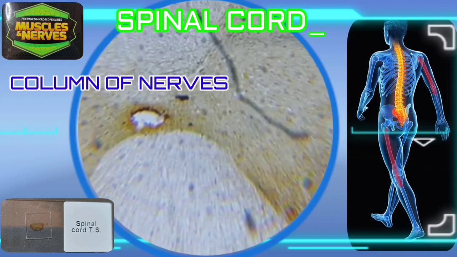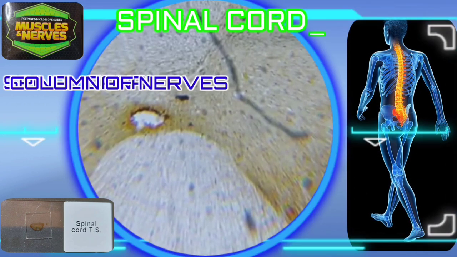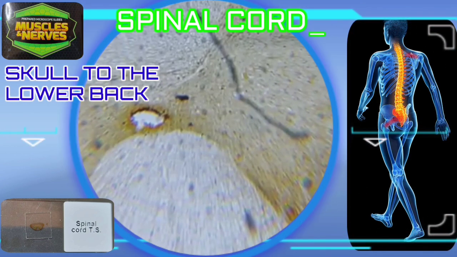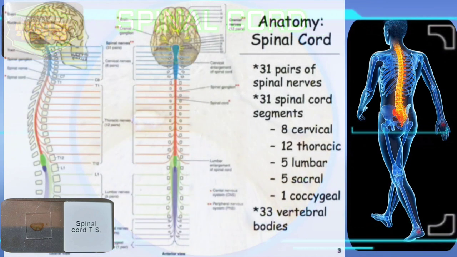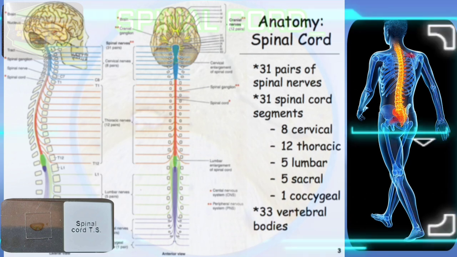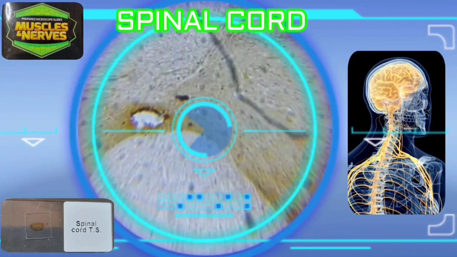Spinal cord is a column of nerves that travels through the spinal canal. The cord extends from the skull to the lower back. 31 pairs of nerves branch out through vertebral openings, the neural foramen. These nerves carry messages between the brain and muscles.